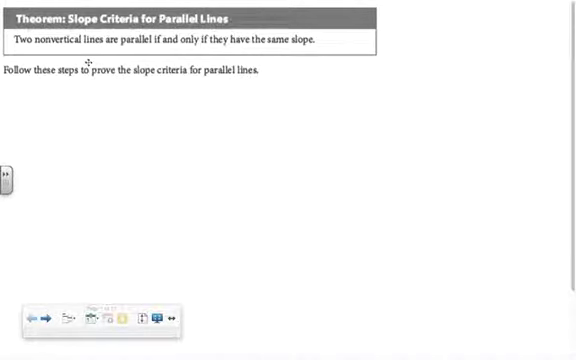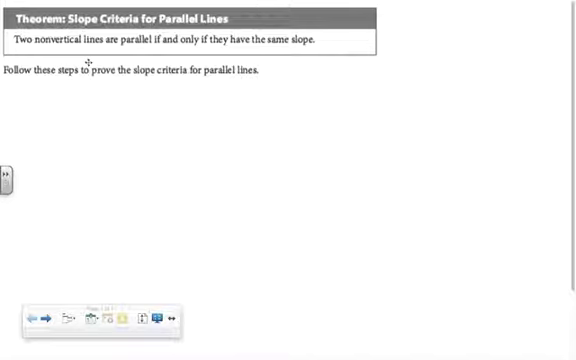In this module, we're looking at different properties and theorems in the coordinate plane and using them to verify certain things in the coordinate plane. So first of all, let's remember that way back, I think in module 5, we learned that if two non-vertical lines are parallel, they will have the same slope.